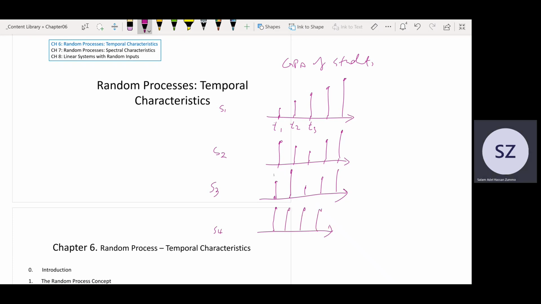Okay, and so on. So now what I'm doing here is I'm making an experiment. The outcome of the experiment is the student. I'm picking the student. Okay?